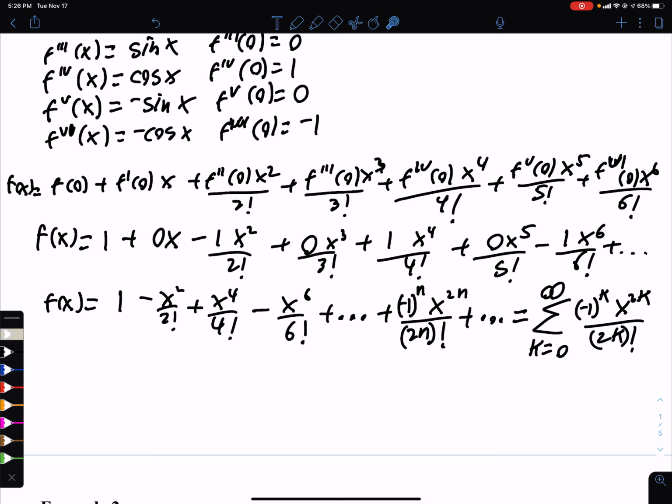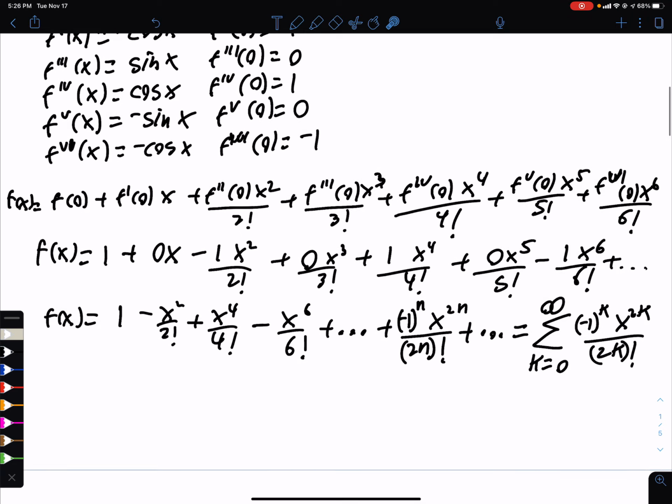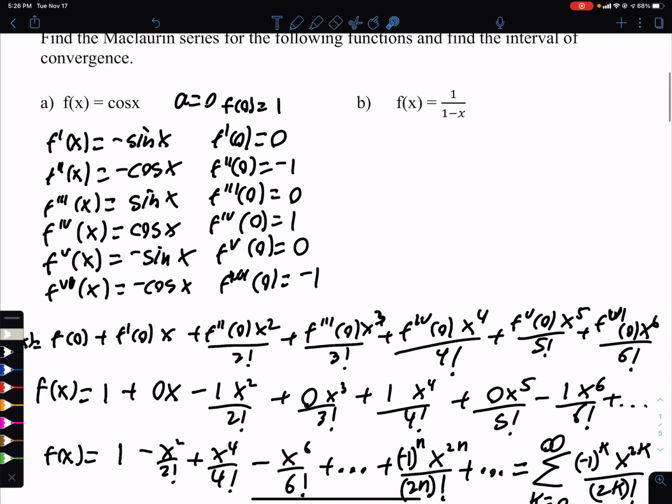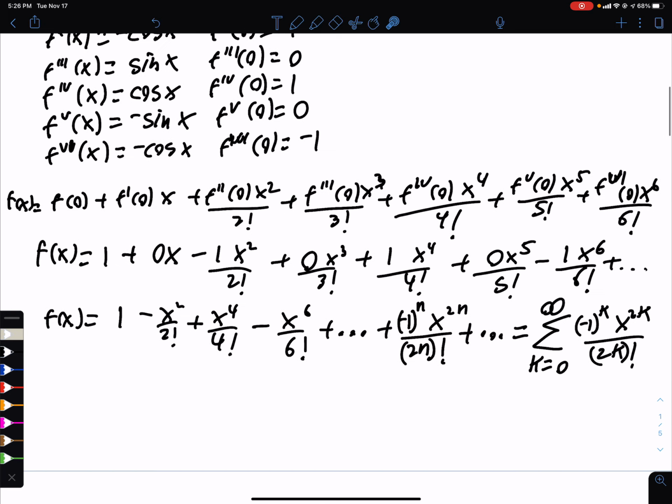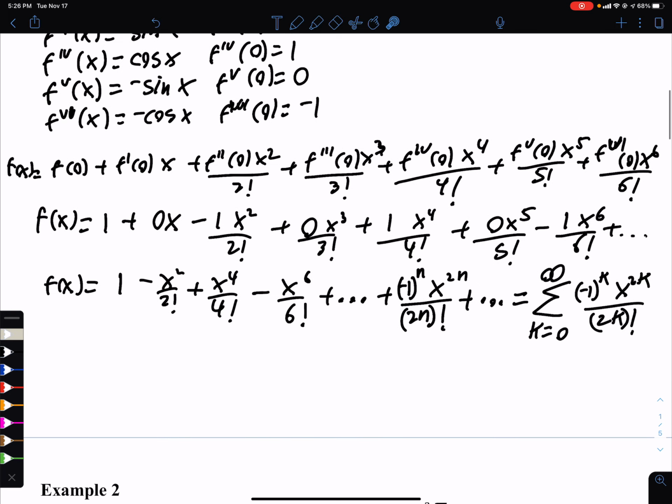So this is the Maclaurin series for cosine x. And we could do this for sine, we could do this for e to the x, we can do it for a lot of things. This is one that you will have memorized in due time. All right, but we're not done. They want the interval of convergence.